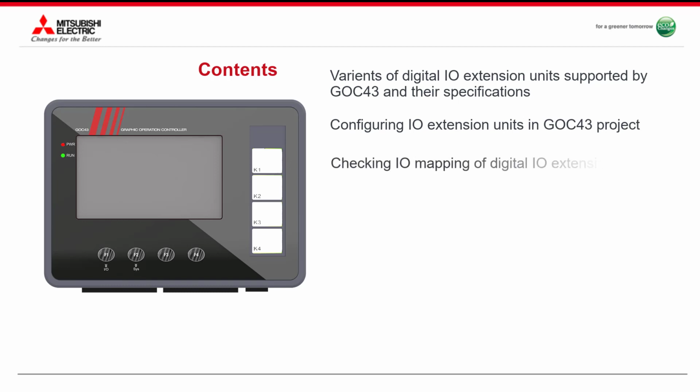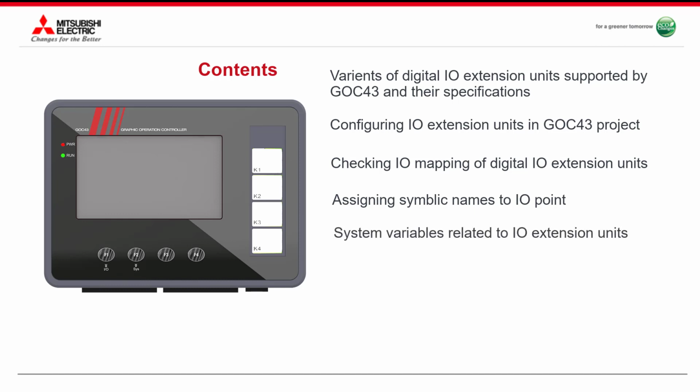After configuration, we will see how to check I/O mapping of digital I/O extension units in PLC application. Subsequently, we will see I/O assignment of digital I/O points. In this, we will change symbolic names of I/O points. After that, we will see system variables related to I/O extension units.